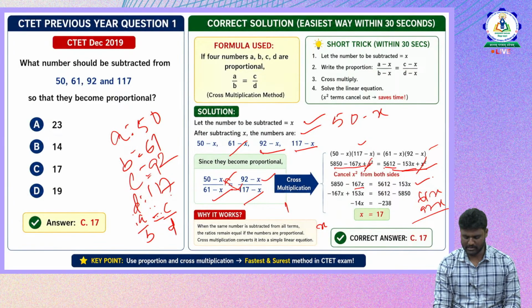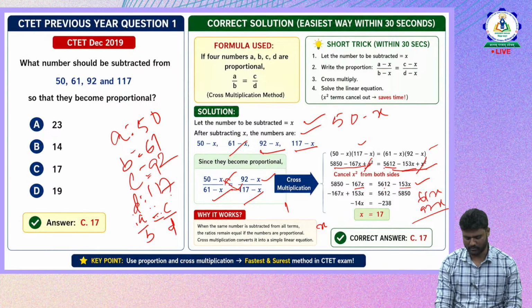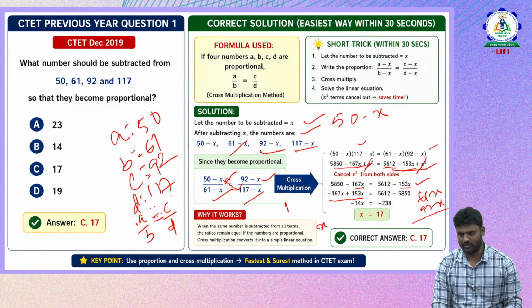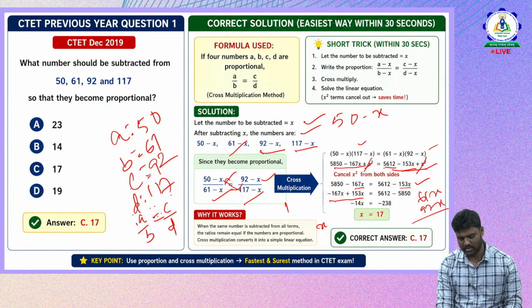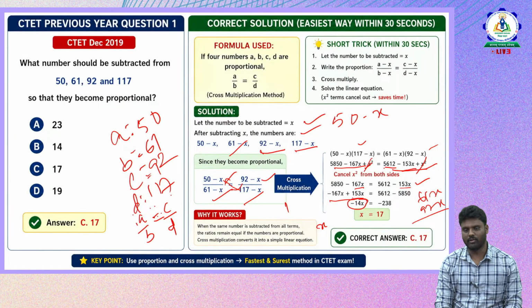Okay, so now let us find out what the x value is here. If you observe, in the LHS side we have 167x, and on the right hand side we have 153x. Okay, let us bring it to the left hand side. So what will happen when we bring minus 153x to the left hand side? It will become positive, plus 153x. Okay, so now we have the like terms in the LHS side and constants in the RHS side.